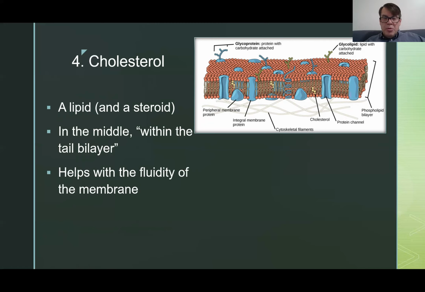Cholesterols help with the fluidity of the membrane. They help keep it fluid, keep it flexible, because cells have to be able to move, right? They need to be able to kind of do a little bit of bending. And they also, as I said, cholesterols help with the temperature changes.